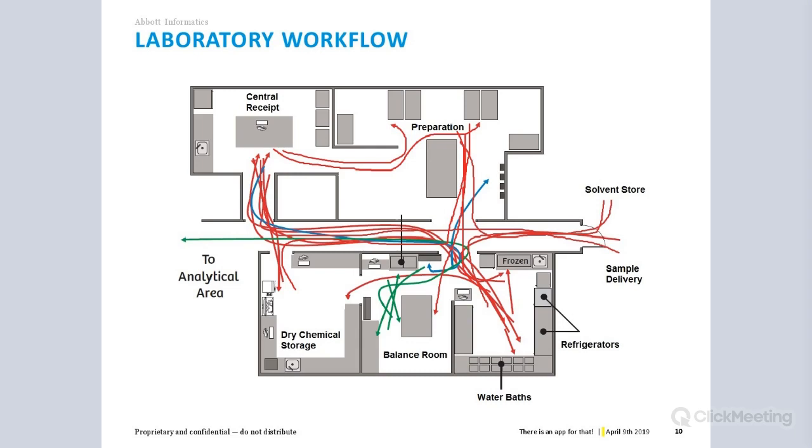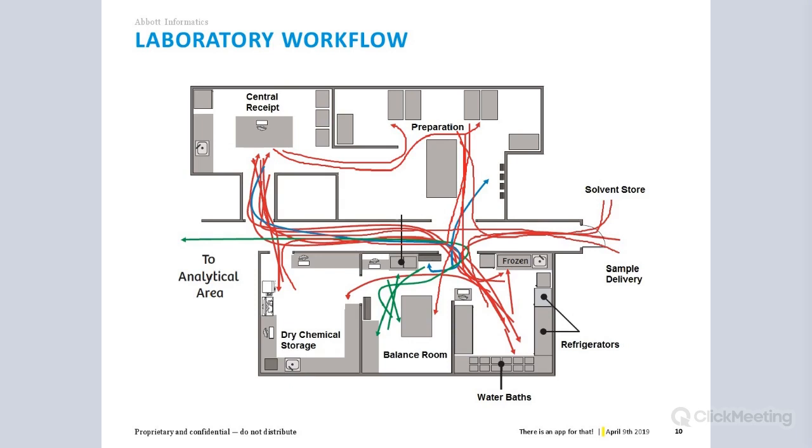From the point at which the sample is delivered and received to when it's finally released in the lab, it's going to be moved around quite a lot of times. From the example here, let's say that the sample is received into the central receipt area and then moved to a prep area and then onto a balance room before finally following that green path out there onto the analytical area where other instrumentation exists.